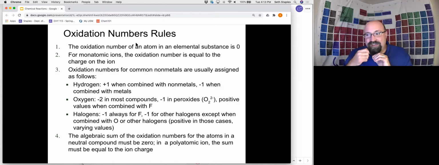And the algebraic sum of the oxidation numbers of the atoms in a neutral compound is 0. In a polyatomic ion, the sum of the oxidation numbers will be equal to the charge.